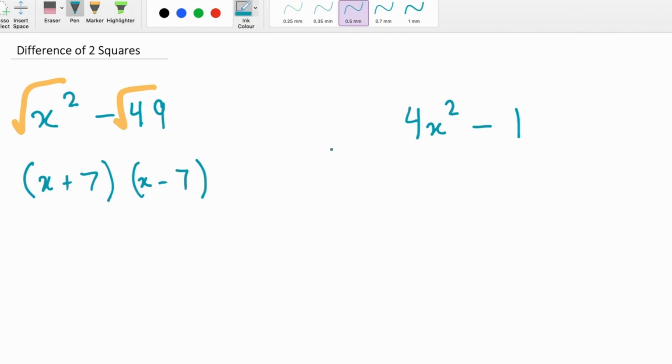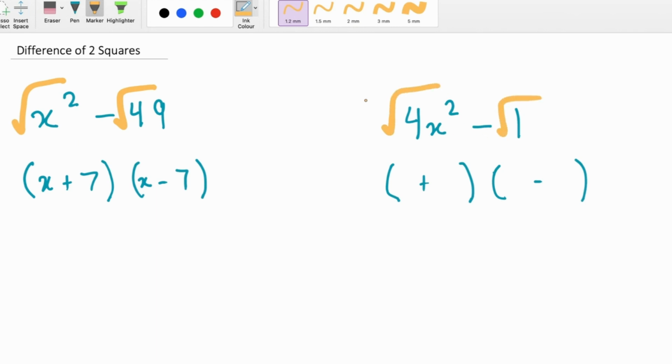Let's move to the second question. Again, this is a difference of two squares. So we're going to use our two same steps again. The first step being putting in our two brackets, one with a plus, one with a minus. And then our second step is we square root both of these terms to give us the two terms inside the bracket. Square rooting 4x squared gives us 2x. Square rooting 1 gives us, well, 1. And these two terms are going to repeat in the other bracket.